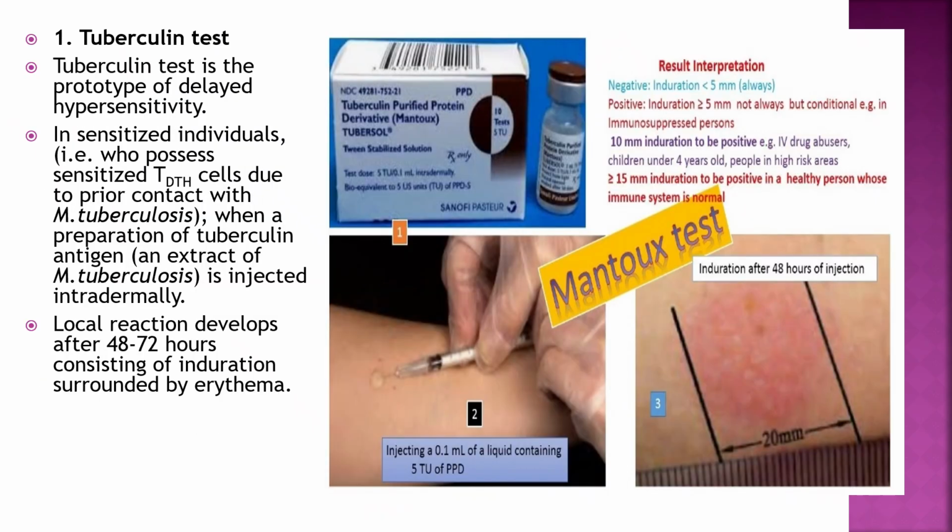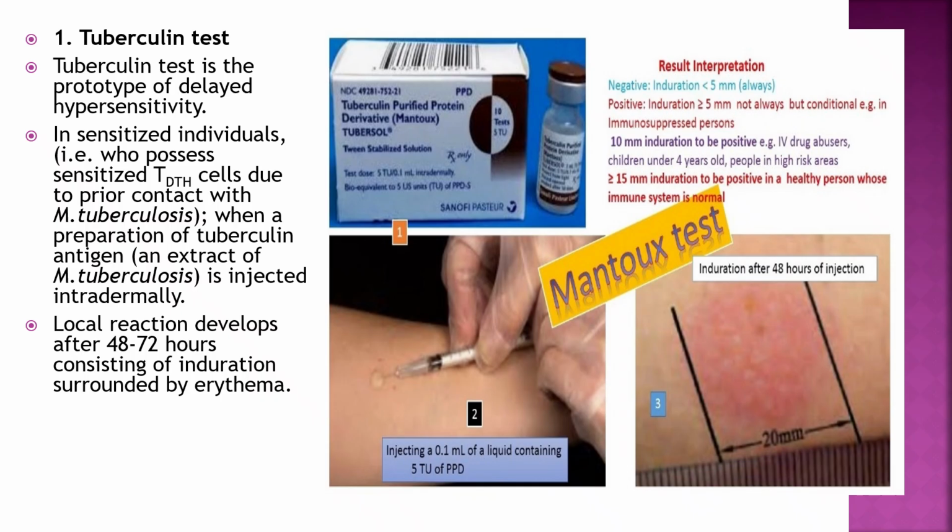Type 4 hypersensitivity, the first example, is the tuberculin test. The tuberculin test is the prototype of delayed hypersensitivity in sensitive individuals who possess sensitized TDTH cells due to prior contact with M. tuberculosis. When a preparation of tuberculin antigen, an extract of M. tuberculosis, is injected intradermally, a local reaction develops after 48 to 72 hours, consisting of induration surrounded by erythema.